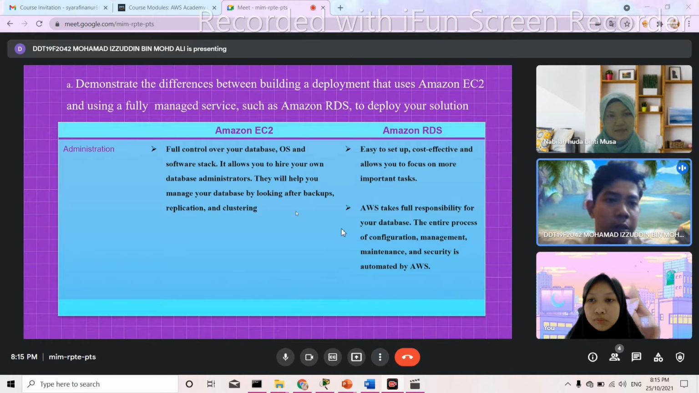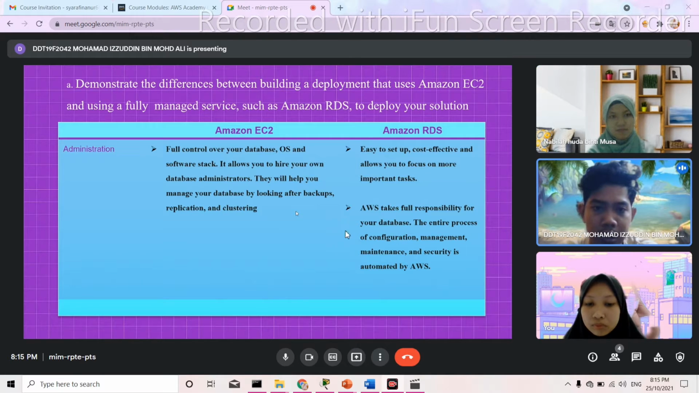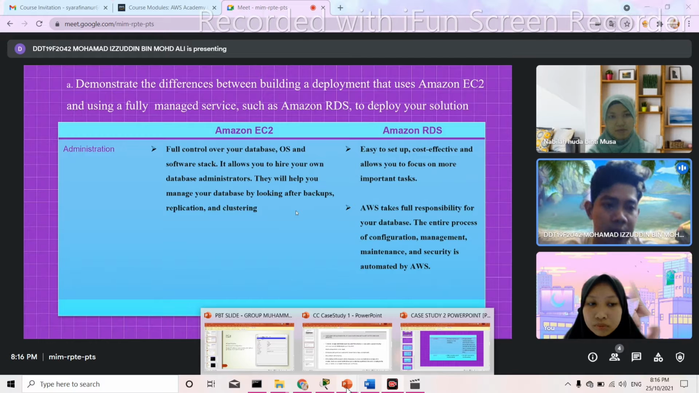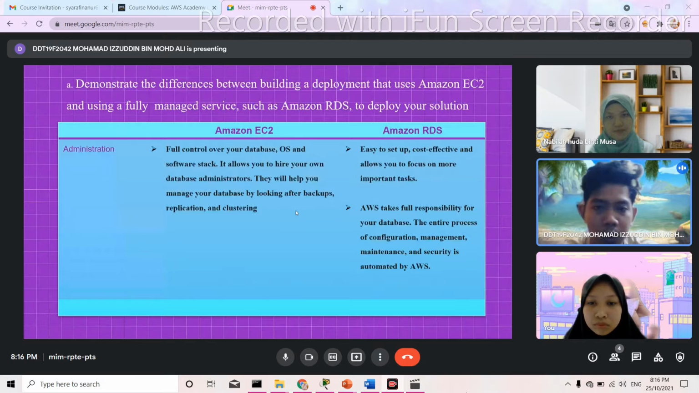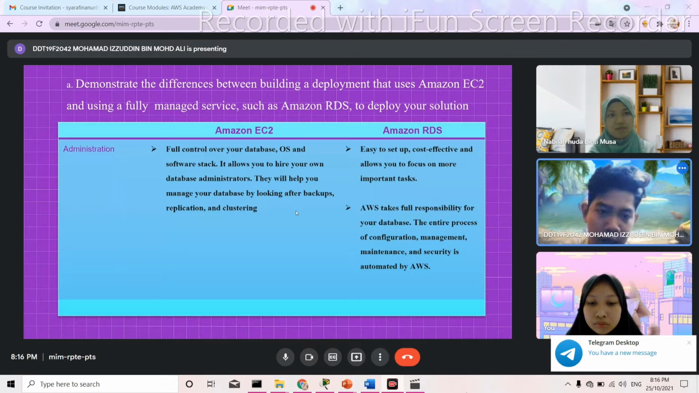Question A, demonstrate the difference between building a deployment that uses Amazon EC2 and using a fully managed service such as Amazon RDS to deploy your solution. The first is Amazon EC2 for administration: full control over your database, OS, and software stack. It allows you to hire your own database administrator. They will help you manage your database by looking after backup, replication, and clustering.